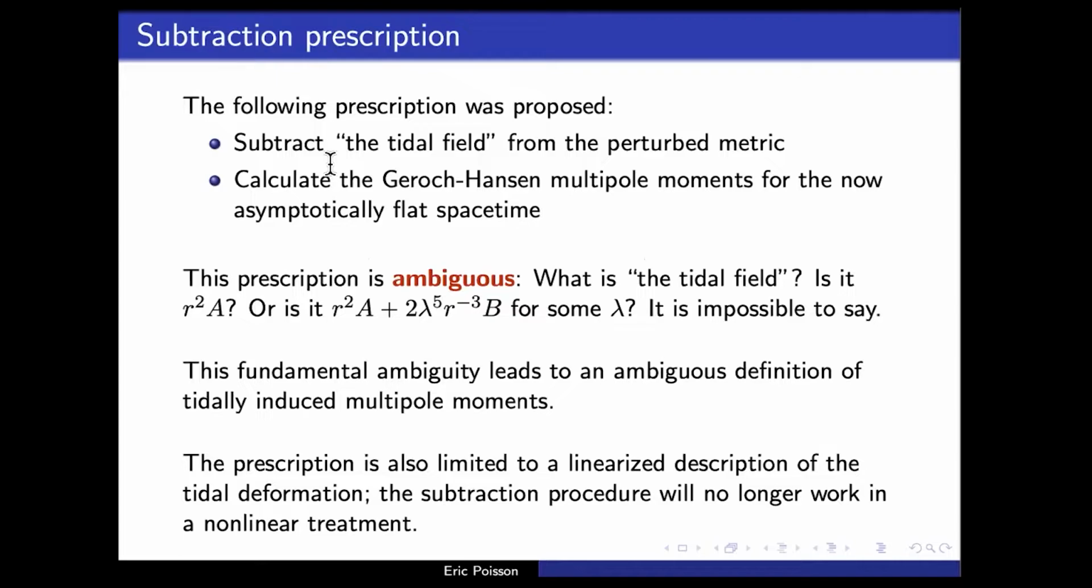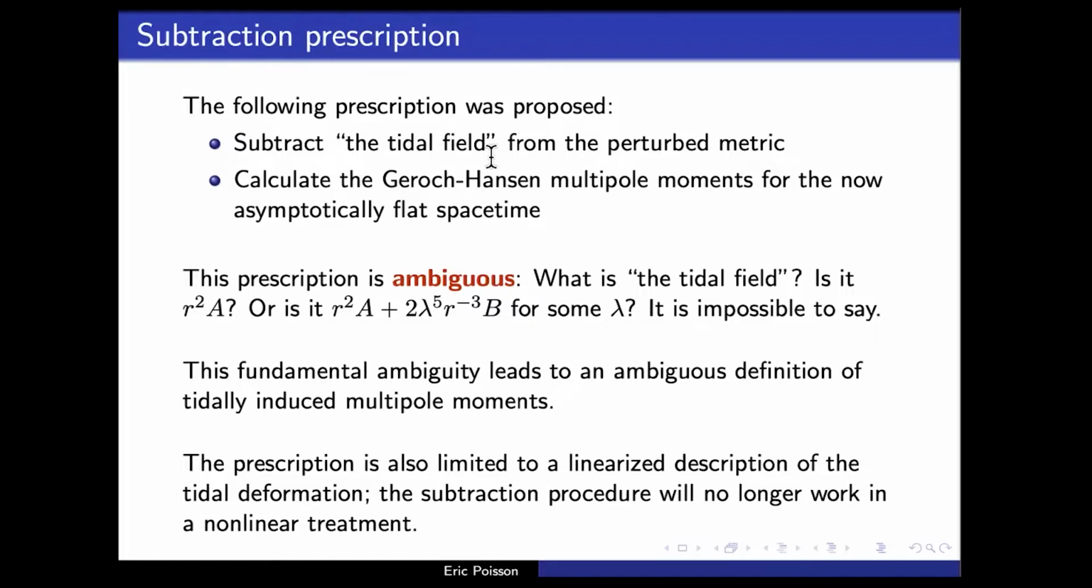And in this approach where we're thinking of the tides as a succession of static configurations, we do have a stationary spacetime that's also asymptotically flat. And we do then have access to the Geroch-Hansen prescription to calculate multipole moments. Problem solved. We have our multipole moments.